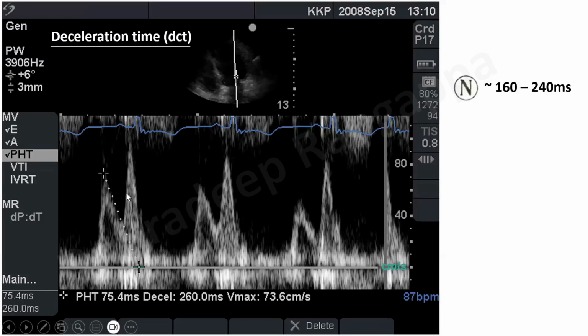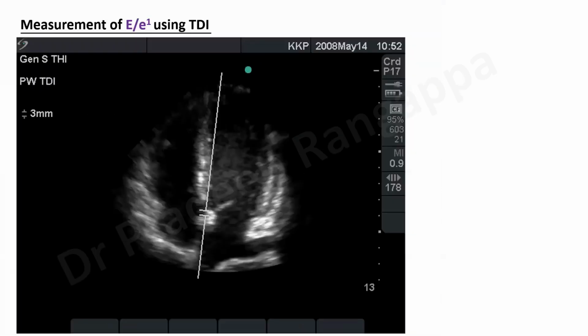Not always do we do this in routine practice. Deceleration time is measured from the beginning to the end of the E wave. The normal is 160 to 240 milliseconds. So 240 and above is normal. As it keeps coming down from 160 to 240, there is diastolic dysfunction happening.